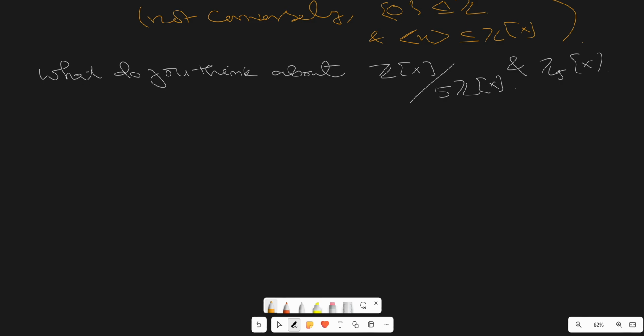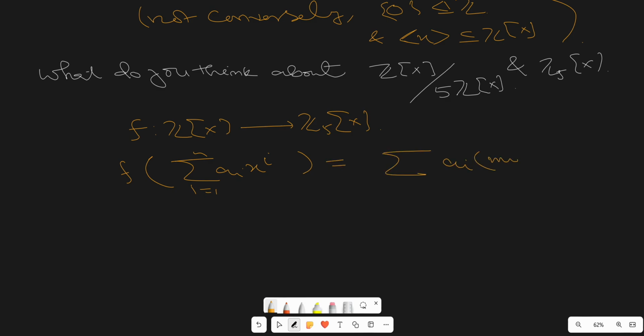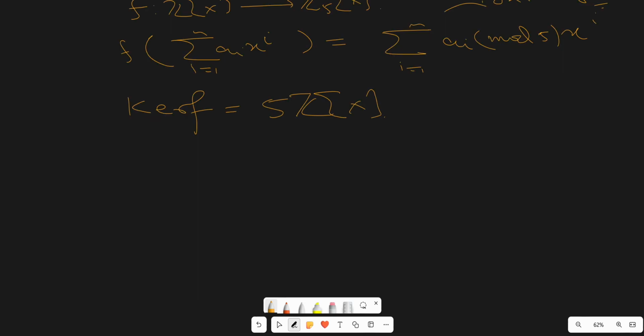Let's see. Suppose you have a map f from Z[x] to Z_5[x]. Can you define it as something like this: the summation of a_i x^i, i from 1 to n, maps to the summation of (a_i mod 5) x^i, i from 1 to n, and this is a homomorphism. You can write it as an onto ring homomorphism. What will be the kernel of f? You can verify this. The kernel of f is equal to 5Z[x]. If it is 5Z[x], then Z[x] quotiented by 5Z[x] is isomorphic to Z_5[x].